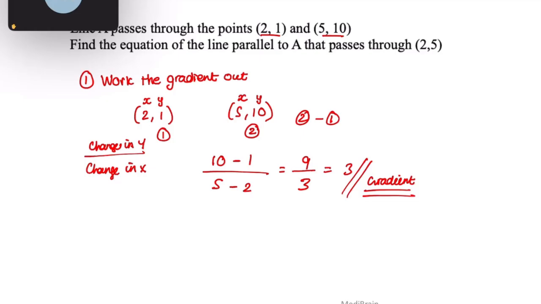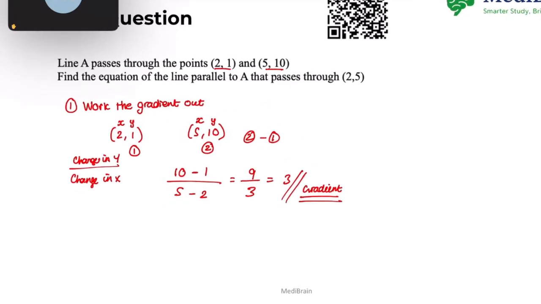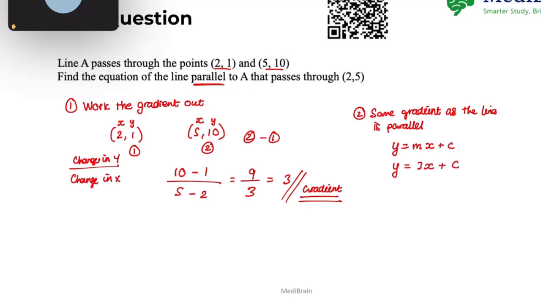Okay. Now, what does the question want us to do? The question wants us to work out the equation of a line which is parallel to A. If it's parallel, that means that the gradient is the same. So we have y equals mx plus c. We know that the gradient of this line is going to be the same as line A because it's parallel. So we know that the gradient m is going to be 3. So it's going to be y equals 3x plus c.